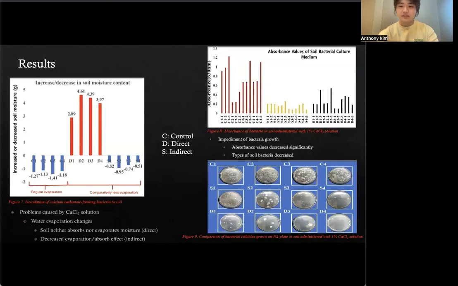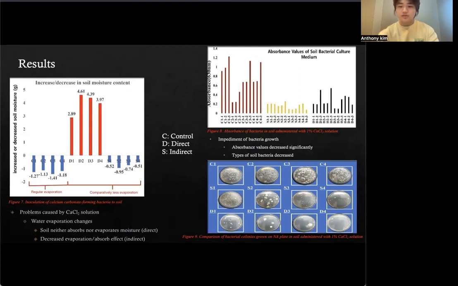When looking at figure 7, which is the increase-decrease of soil moisture content, the control group shows a decrease in soil moisture content due to evaporation, which is why it shows as a negative. The direct group D and indirect group S, in which calcium chloride was administered directly and on the side, show a comparatively high moisture content, which means there was an impediment in absorbing and evaporating water.